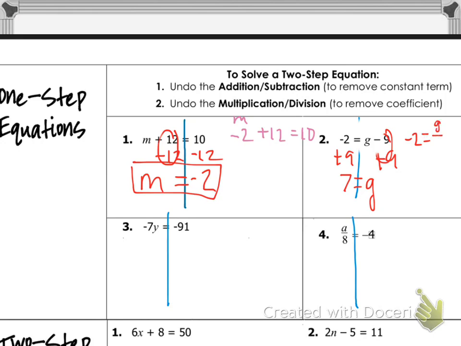And I can check that to make sure. So where G was, we're going to put 7 minus 9. Does that equal negative 2? That's a check. So that's what it means by checking. Look how easy it is to make sure that your answer is correct.